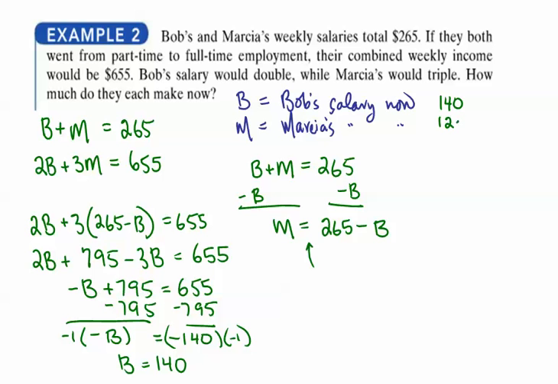125 for a total of $265. Now, if we doubled Bob's, we would have $280. If we tripled Marcia's, we would have $375, and at that point we would have 655, and so everything checks out here. All right, let's go on to the next problem.